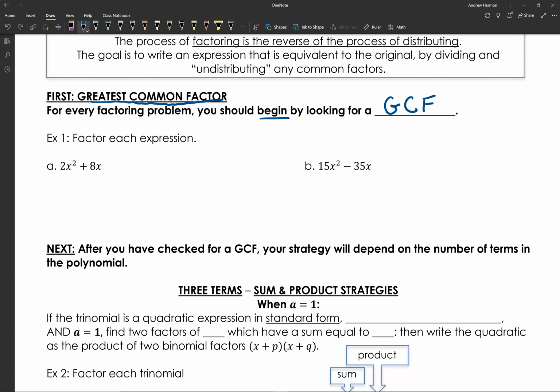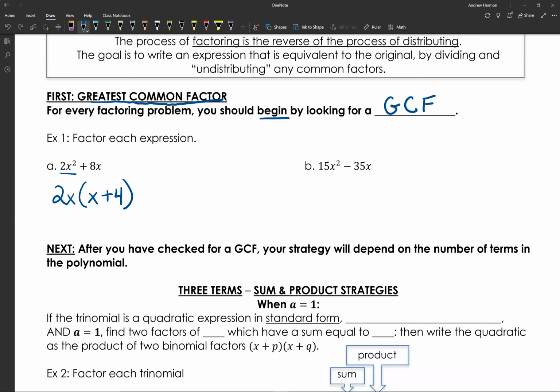We want to factor each expression. This means we want to find the number that goes into 2x squared and 8x and divide it out. So 2 and 8, the largest number that goes into both of those is 2. And then x squared and x, they both have a single x in them. So now I know what I want to divide out, now I just have to see what's left after I divide it. So 2x squared divided by 2x, that's just x. 8x divided by 2x, that's just 4.